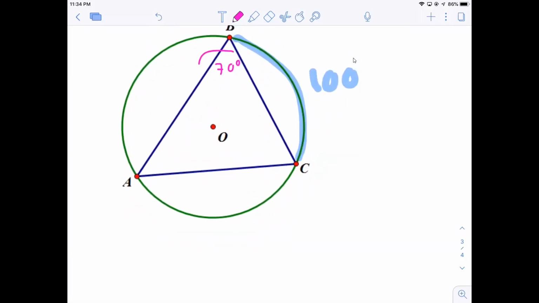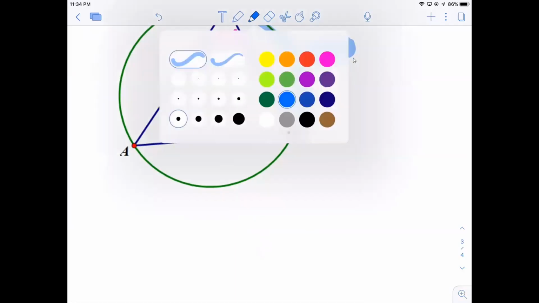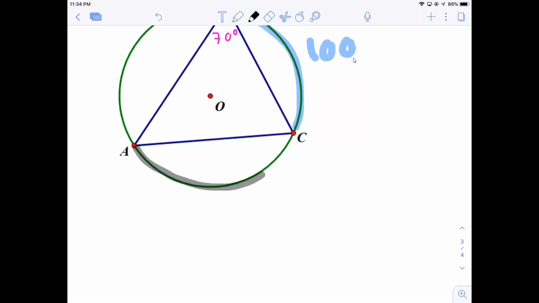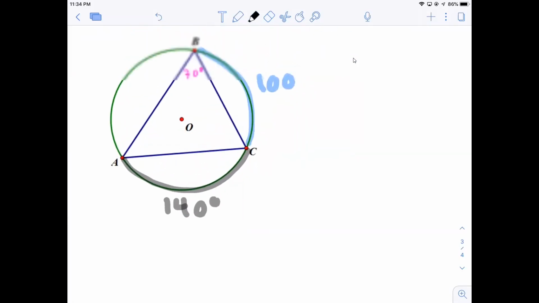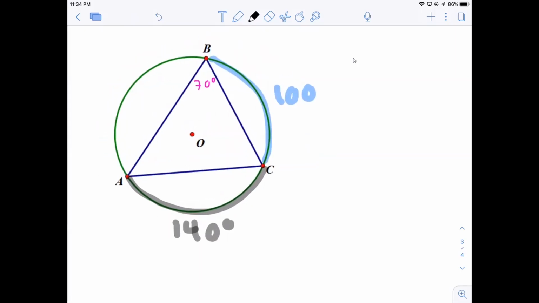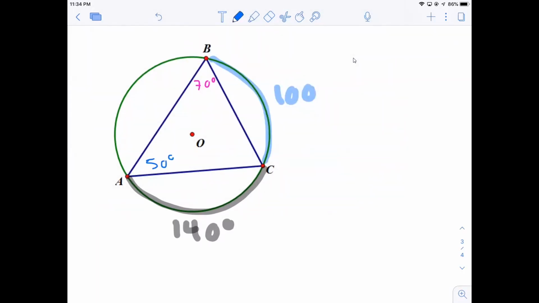So we know if that's 70, that's an inscribed angle, which means that this arc is going to be twice that measurement, or 140 degrees. If the measure of arc BC is 100, then the inscribed angle BAC is half of 100 degrees, which would make this 50 degrees.